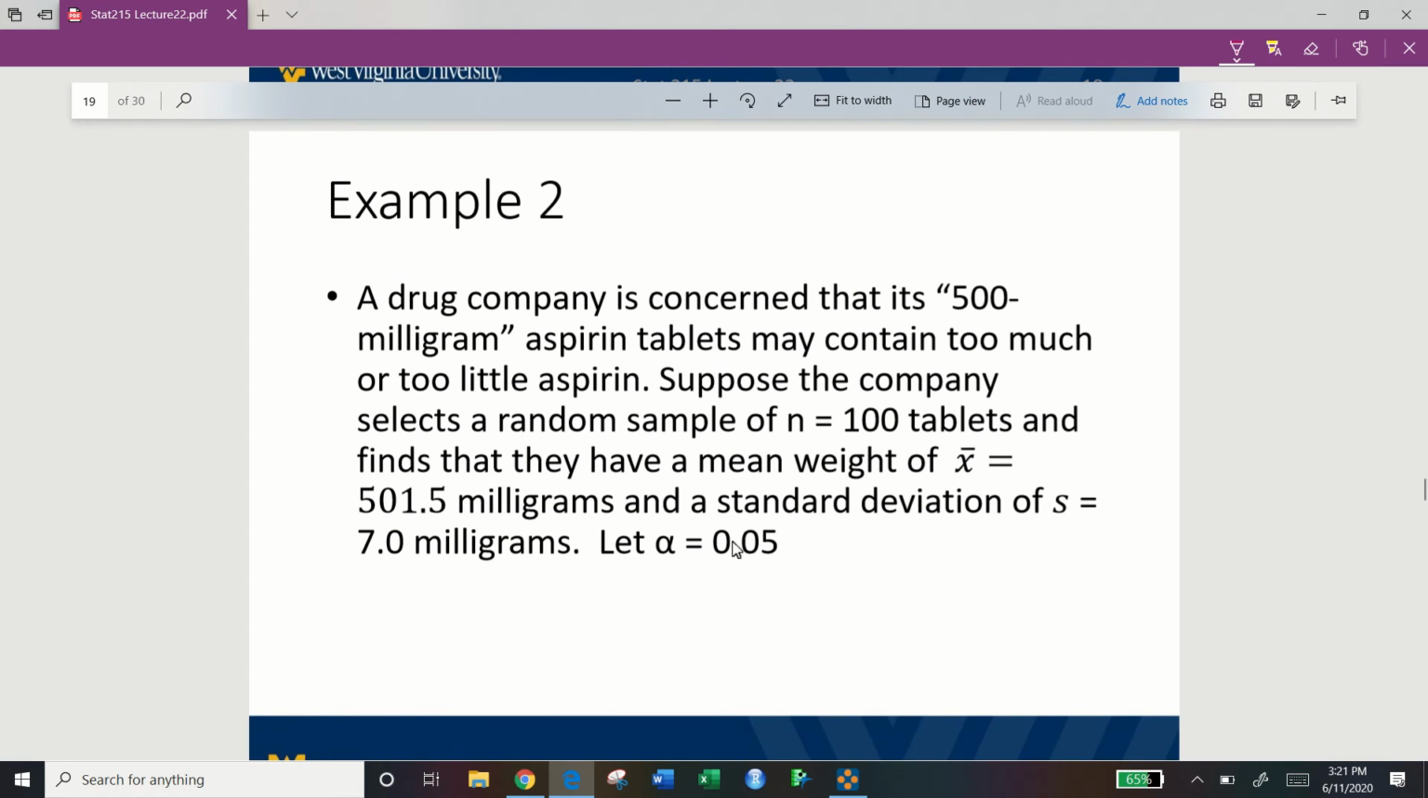Okay, example 2. A drug company is concerned that its 500 milligram aspirin tablets may contain too much or too little aspirin. Suppose the company selects a random sample of n equals 100 tablets and finds that they have a mean weight of 501.5 milligrams and a standard deviation of S equals 7.0 milligrams. Let alpha equal 0.05.